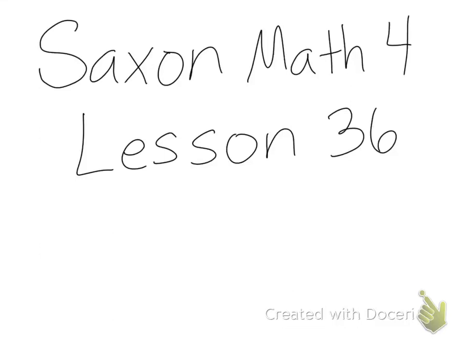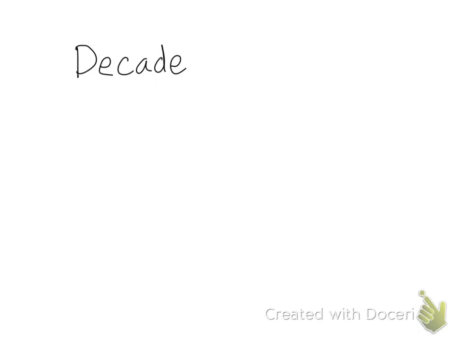Hello everyone, today's lesson is lesson 36, identifying the number of years in a decade, a century, and a millennium, and then multiplying by 10, 100, 1,000, and 10,000 using mental computation. So there are some special words we use when we talk about groups of years.